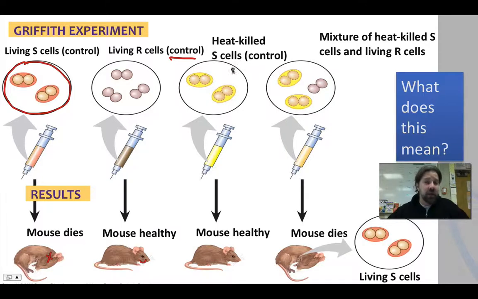Then he tries it another way. He kills those S cells with heat and injects what's left over into a mouse, and the mouse stays healthy. And then his last attempt, he uses those heat-killed S strain cells, but then he mixes them with the rough strain cells, which are harmless, and he finds out that they wind up becoming transformed and killing the mice that he injects them into. So what does this mean overall? Well, something had to happen to let the genetic content out of a heat-killed cell and get into the rough strain cell and take on its characteristics.